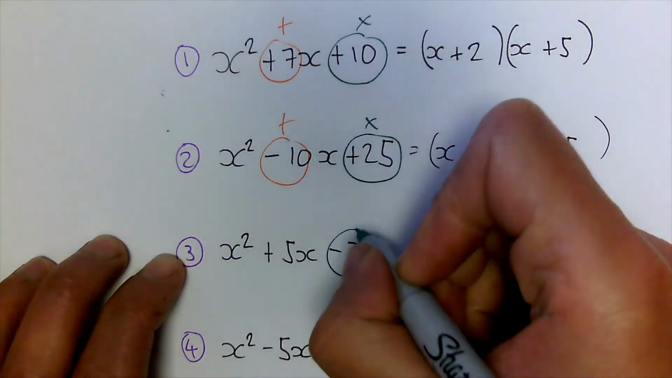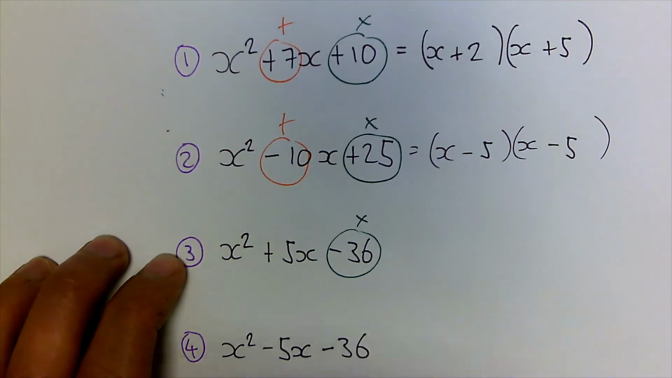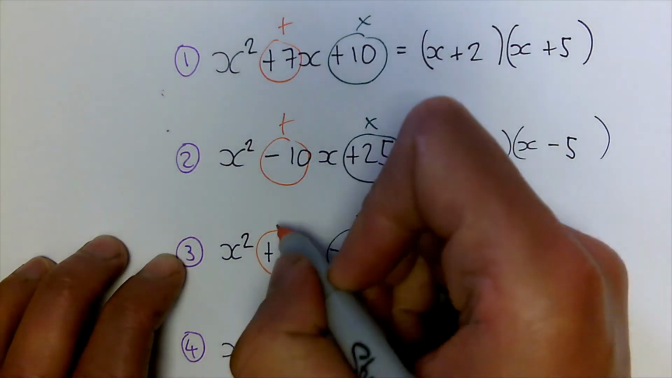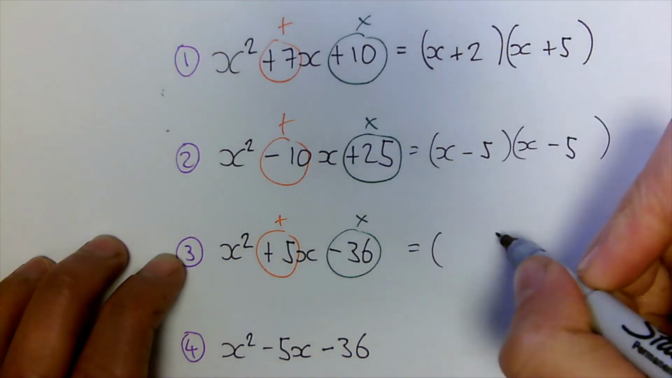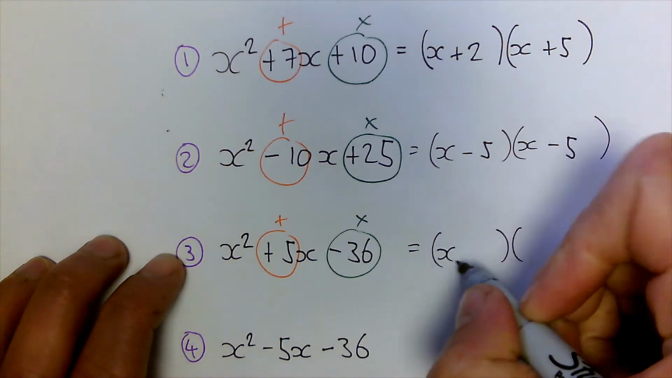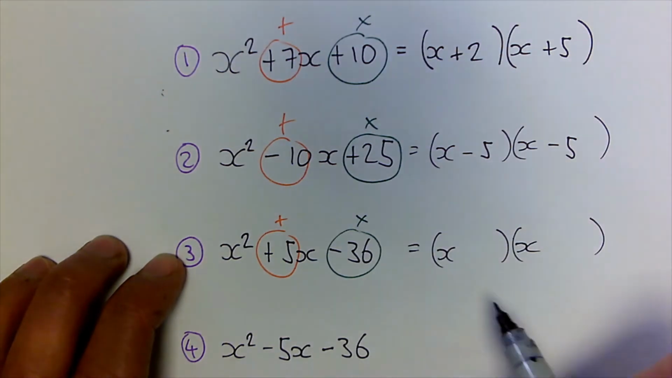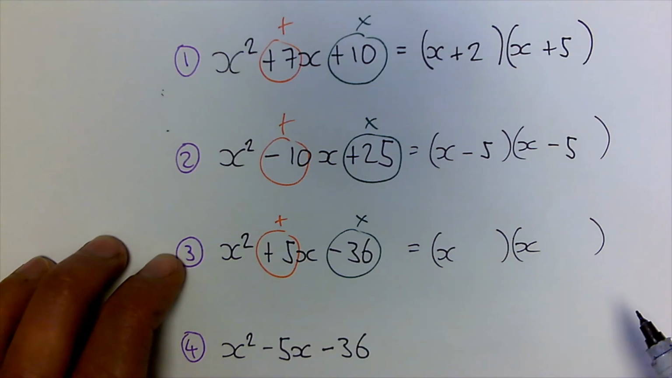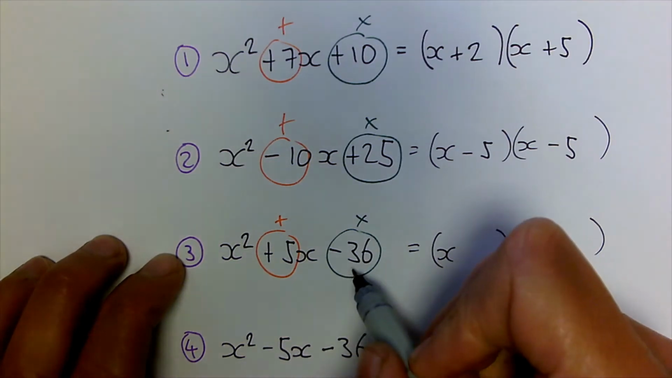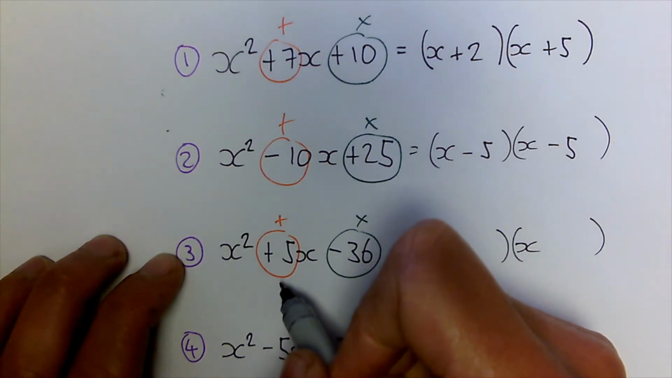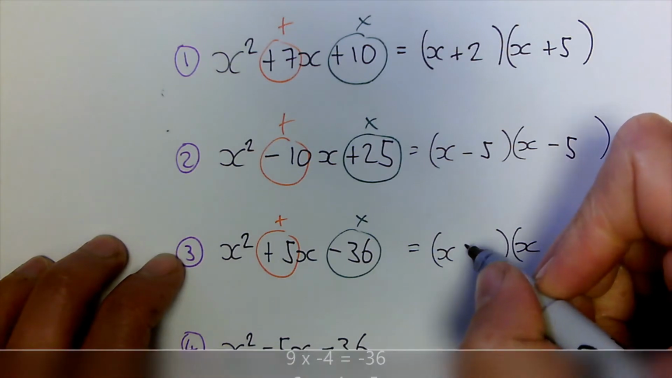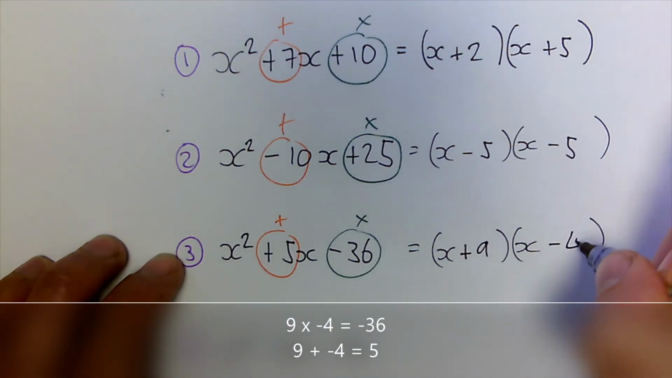In the next one we want 2 numbers that multiply to negative 36 but add to positive 5. Straight away again we can write our double bracket. We've got a single x there and a single x there, because the product of x and x is x squared. Now the 2 numbers that multiply to make negative 36 but add to get positive 5 are 9 and minus 4.